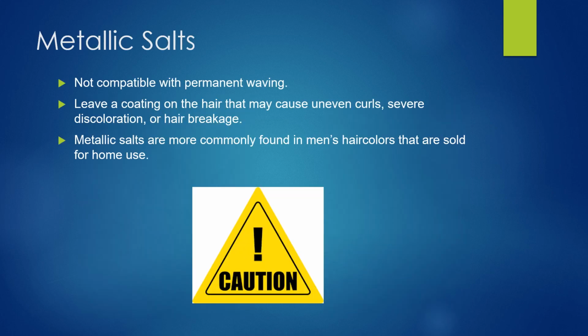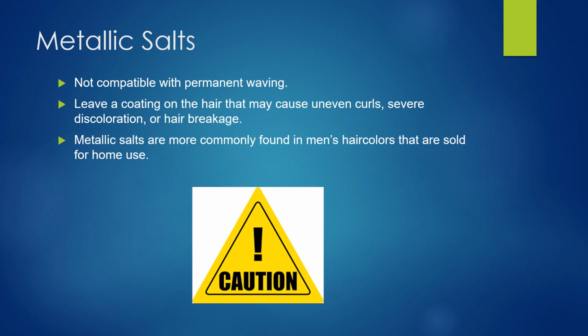Some home hair coloring products contain metallic salts that are not compatible with permanent waving. Metallic salts leave a coating on the hair that may cause uneven curls, severe discoloration, or hair breakage. Metallic salts are more commonly found in men's hair colors that are sold for home use.